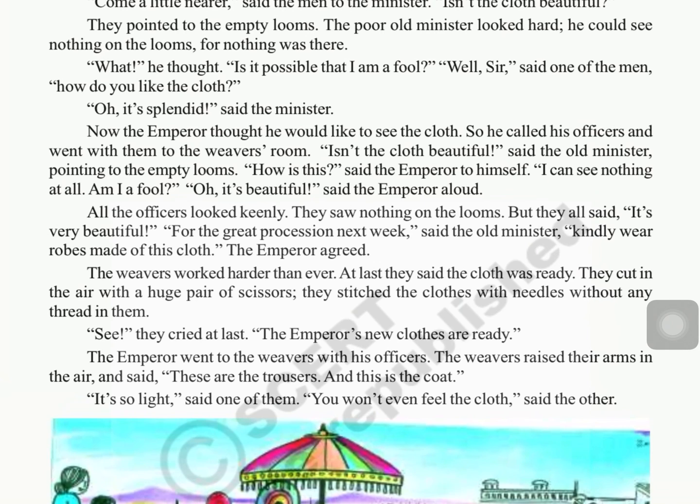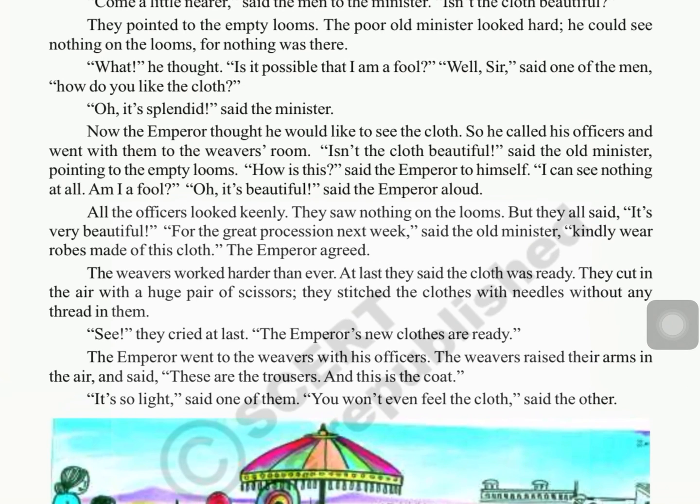All the officers looked keenly. They saw nothing on the looms, but they all said, "It's very beautiful." In the same way, all who accompanied the emperor were unable to see anything there, but they also said, "It is very beautiful for the great procession next week," said the old minister.